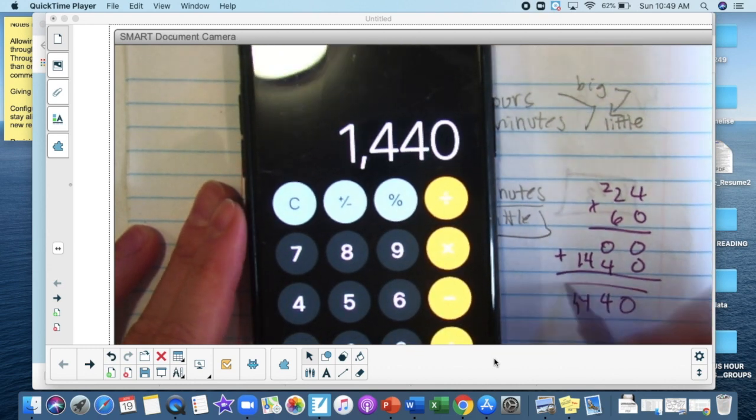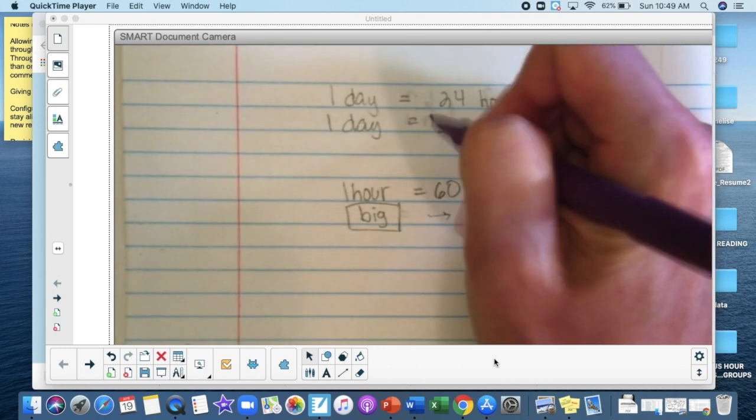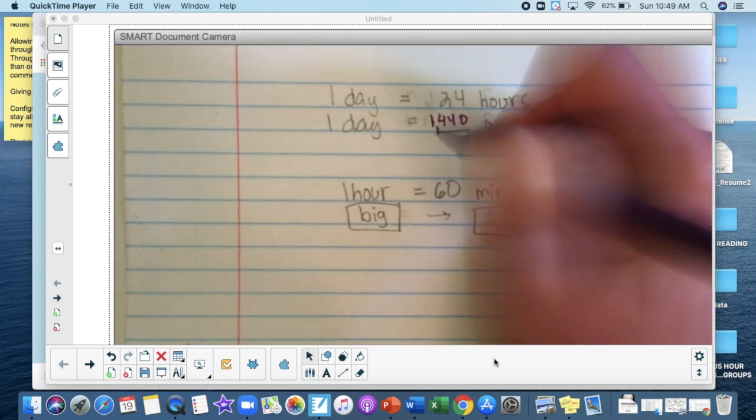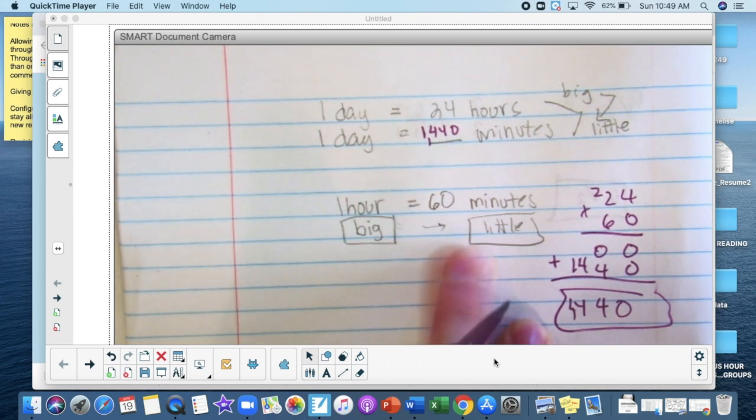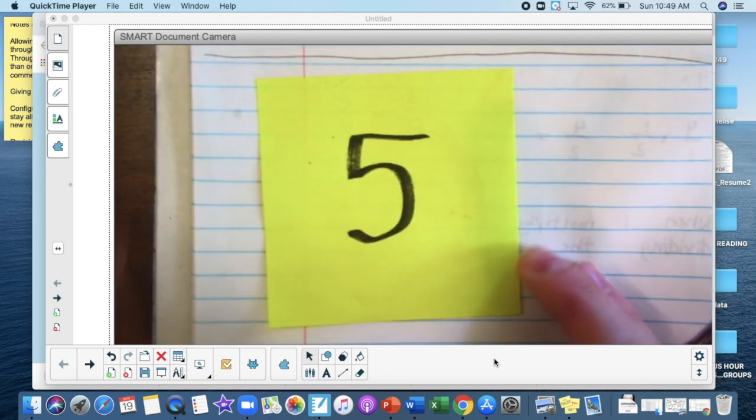Is 1440. All right, so 1440. That's how many minutes are in one day. Okay, do you see how I did that conversion from big to little? Moving on to number 5.